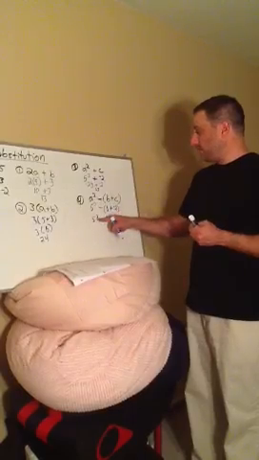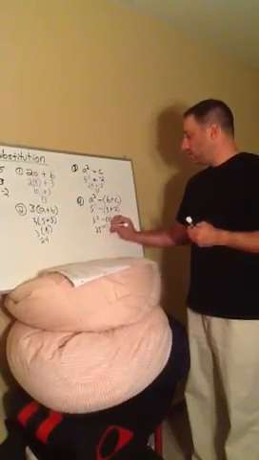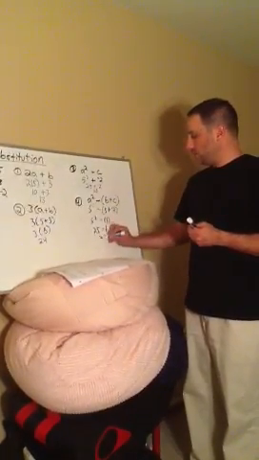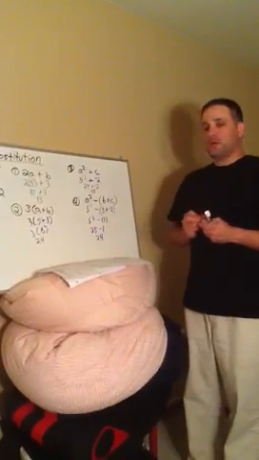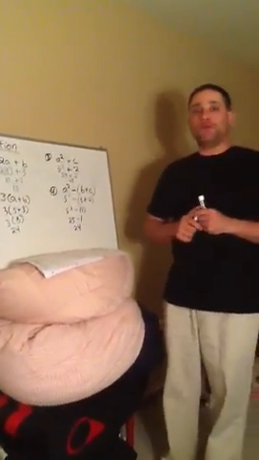Exponents come next, so 5 squared is 25. 25 minus 1 is 24. Okay, so at this time you can begin your order of operations worksheet.